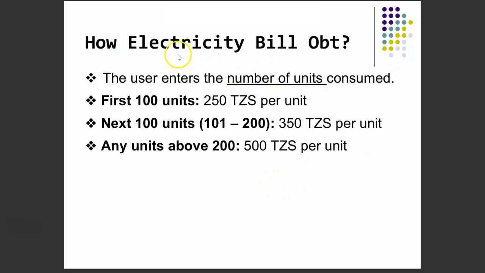So, how is the electricity bill obtained? The user has to enter the number of units consumed. For the first 100 units, every unit is charged 250 shillings per unit. For the next 100 units, that is from 101 up to the 200th unit, within this range, every unit will be charged 350 shillings. But for any units above 200, each unit will be charged 500 shillings.